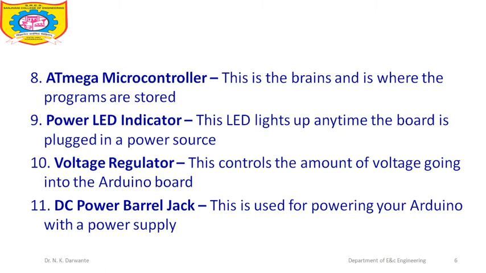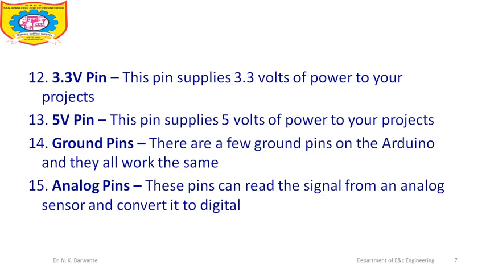Then the 11th one is the DC power barrel jack. This is used for powering your Arduino with a power supply. No doubt we have to apply the power supply with the help of a DC adapter. For the connection, this barrel jack is used. Along with the input power supply, output power supply pins are also available on the Arduino board.